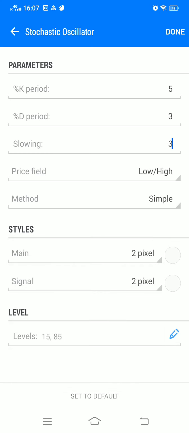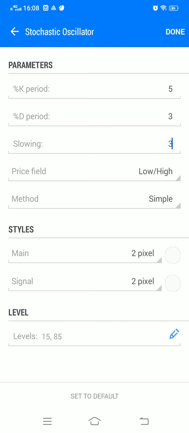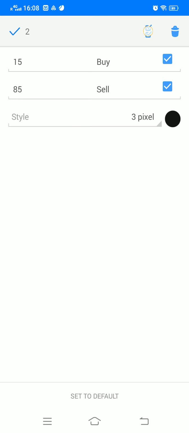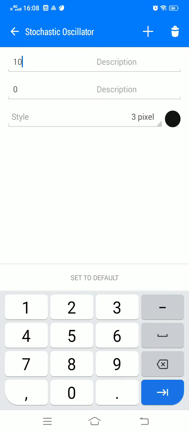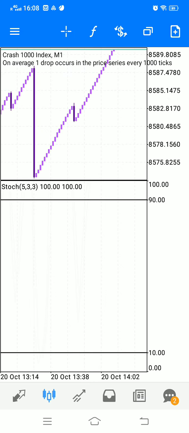The color, the main and the signal, should be the color of your background. My background on my main chart is white, so I will keep mine white. The levels that we will be using, I'm just going to delete these levels. We will just be using 2 levels, level 10 and level 90. Once you've added your levels, click on the back arrow and click on done. There we should have our stochastic oscillator on our screen.